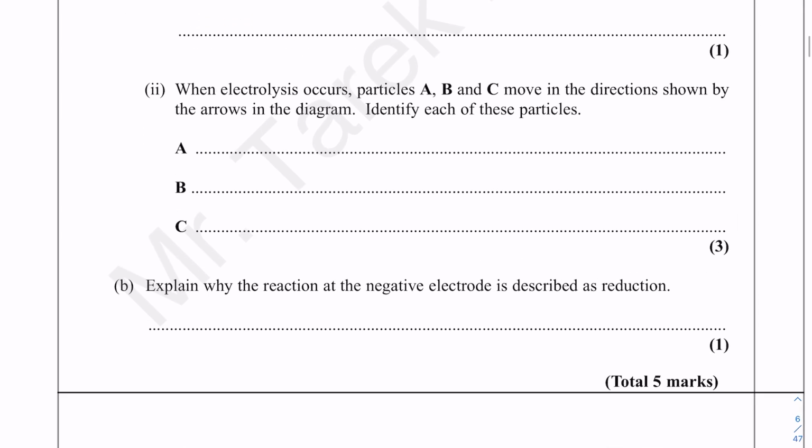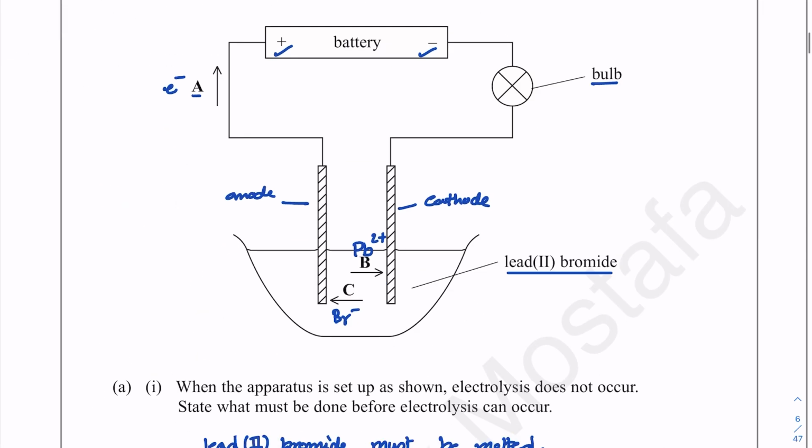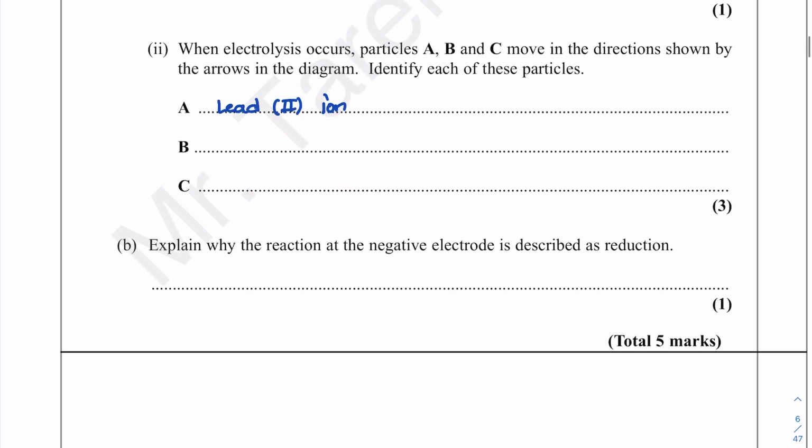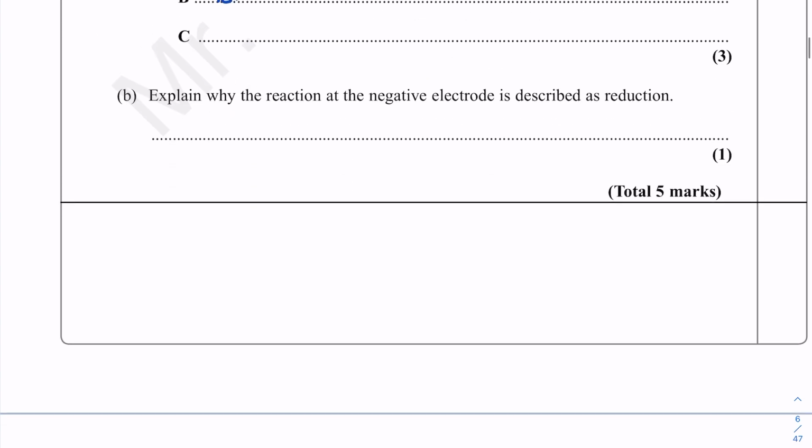When electrolysis occurs, particles A, B, and C move in the direction shown by the arrow in the diagram. Identify each of these particles. كنا قلنا فوق إن ال A ده هو ال lead double I ions. لا كنا قلنا إن ال A دي ال electrons. يبقى ال A دي ال electrons الأول وبعد كده ال B هي ال lead double I ions. وكنا قلنا ان السي اللي هم البرومايد ions.